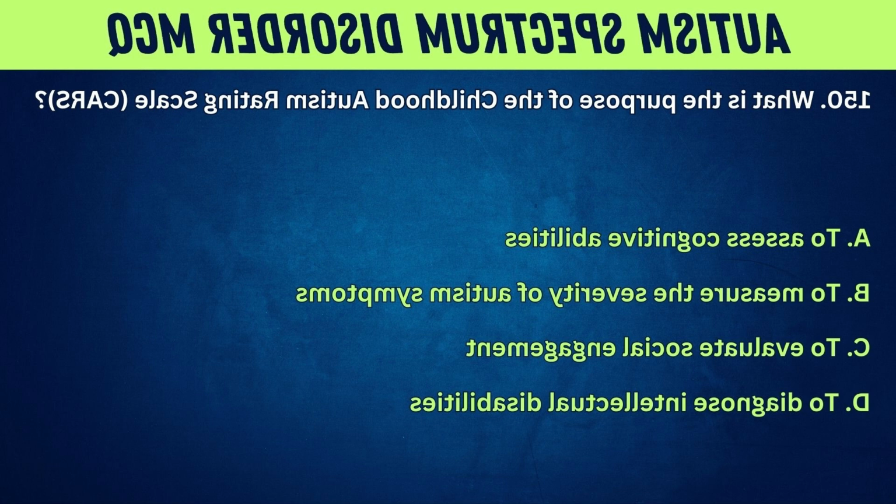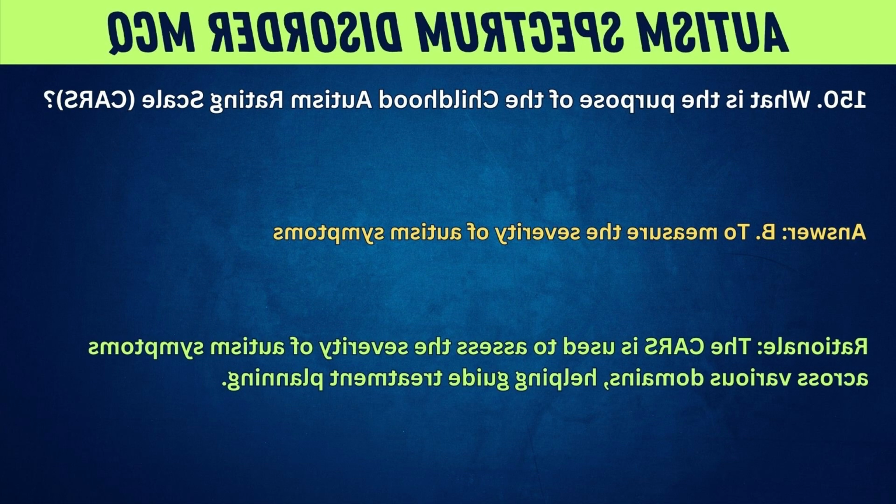150. What is the purpose of the Childhood Autism Rating Scale, CARS? A. To assess cognitive abilities. B. To measure the severity of autism symptoms. C. To evaluate social engagement. D. To diagnose intellectual disabilities. Answer: B. To measure the severity of autism symptoms. Rationale: The CARS is used to assess the severity of autism symptoms across various domains, helping guide treatment planning.